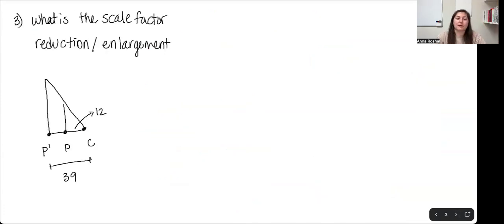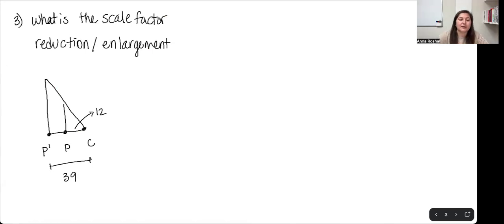The second type of problem, and because I'm such a fabulous artist, I drew this beautiful double triangle. The image was a little bit different, but the idea is still the same. The next three questions are the same. The questions were, what is the scale factor? And is this a reduction or an enlargement?